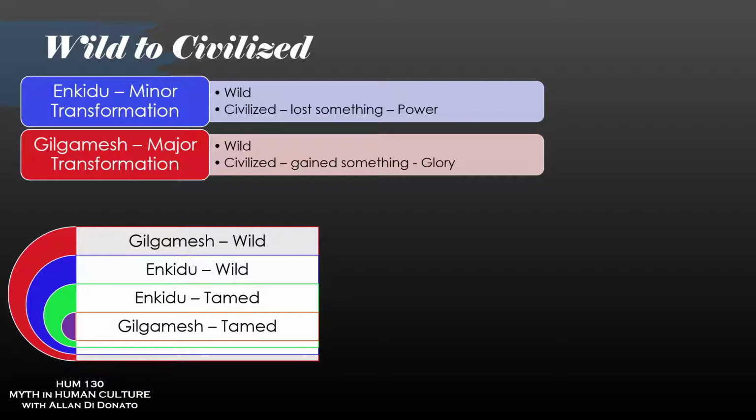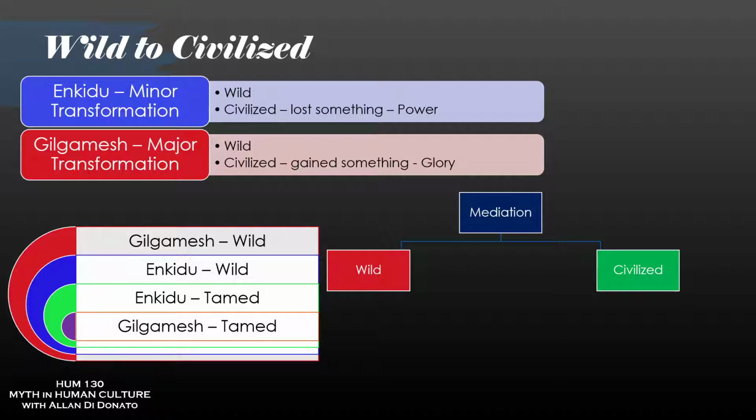Now, when I call Gilgamesh wild, I'm talking about how he behaves within society, right? Enkidu was a wild man in the wilderness, and when he comes to the city, he loses that aspect of himself. And this is where we get into this whole idea of a mediation of opposites. If you ever study mythological theory, you may come across a theory called structuralism. Claude Levi-Strauss introduces this idea.